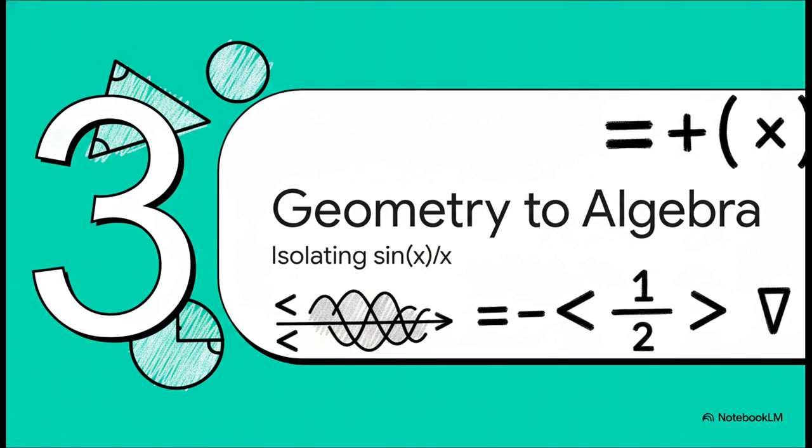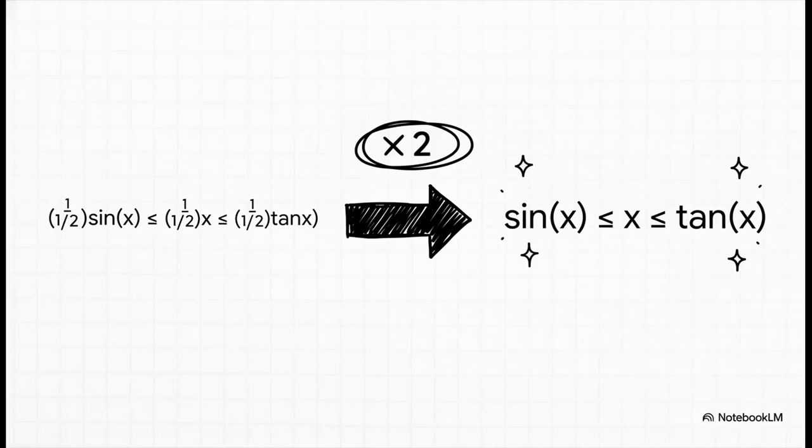All right, we've got our geometric inequality. The hard part's over, in a way. Now it's just a matter of algebraic manipulation. Our one and only goal right now is to rearrange this thing until we get sine of x over x stuck right there in the middle. First step is easy. See all those 1/2s? Let's just multiply everything by 2 to get rid of them. That cleans it up real nice and leaves us with this fundamental relationship. Sine of x is less than or equal to x, which is less than or equal to tangent of x.